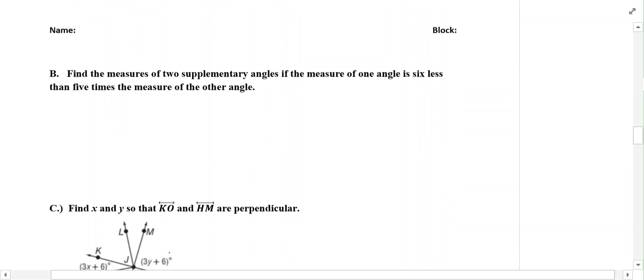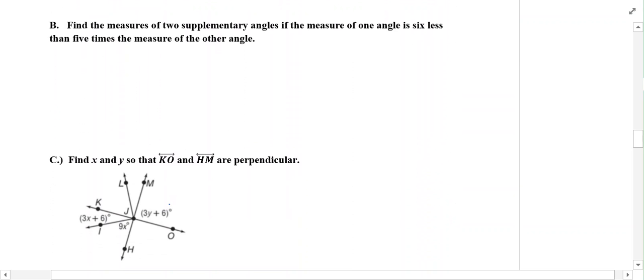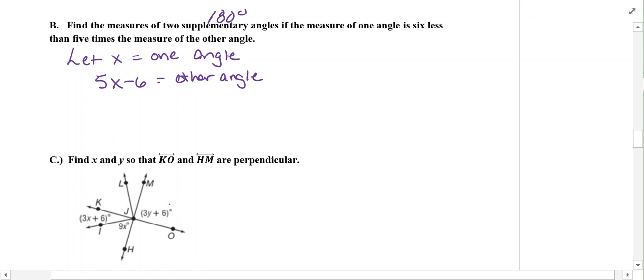Now we bring algebra back into it, and we're asked to find the measures of two supplementary angles. Supplementary means that they add up to be 180 degrees. If the measure of one angle is 6 less than 5 times the measure of the other, so if I let x equal the measure of one angle, the other angle in terms of x would be 5 times the other minus 6. We're told that these are supplementary, so if we add the two of them together, they would equal 180 degrees.